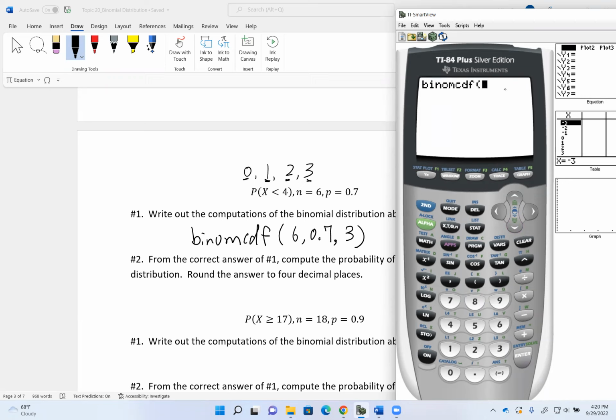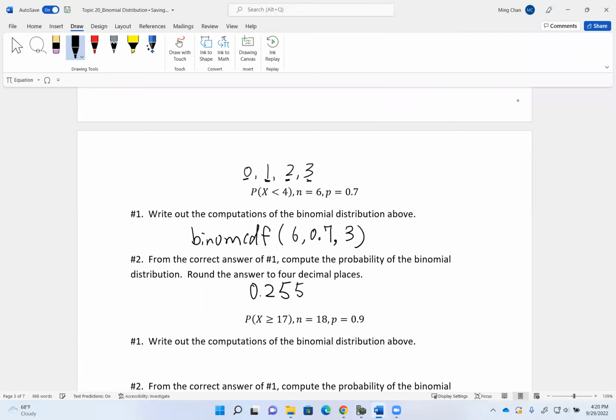It will look just like what I'm about to type in: 6, comma, 0.7, comma, number of successes is only a 3. So the probability altogether, the 0, the 1, the 2, the 3, all added up together, equals 0.2557. So rather than doing PDF of each one and then adding them all up, the CDF allows the calculator to add up 0, 1, 2, and 3 together for me to get my answer.